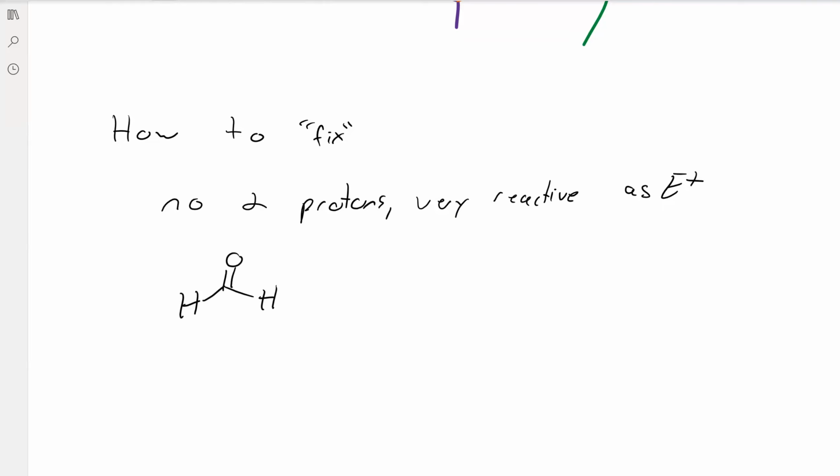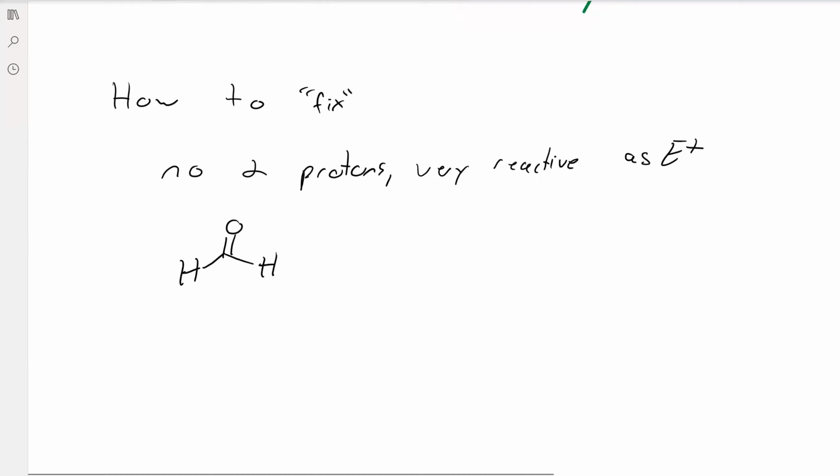We can use substrates that have no alpha protons. And so they won't be able to turn into the enolate. And so they'll only serve as the electrophile, and they'll be very reactive towards it. So an example of this would be formaldehyde, right? It has no alpha protons and it has no steric hindrance. So it's going to be very reactive as an electrophile.